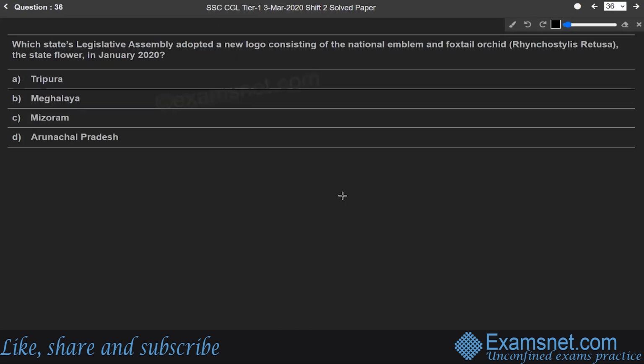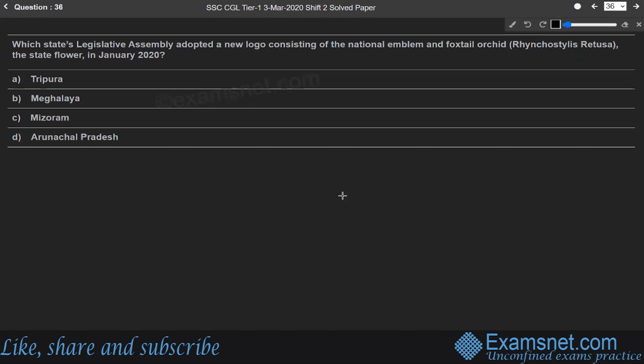Next question is, which state's legislative assembly adopted a new logo consisting of the national emblem and foxtail orchid, that is Rhynchostylis retusa, the state flower, in January 2020? And the given options are Tripura, Meghalaya, Mizoram, and Arunachal Pradesh. So what do you think must be the right option for this question?